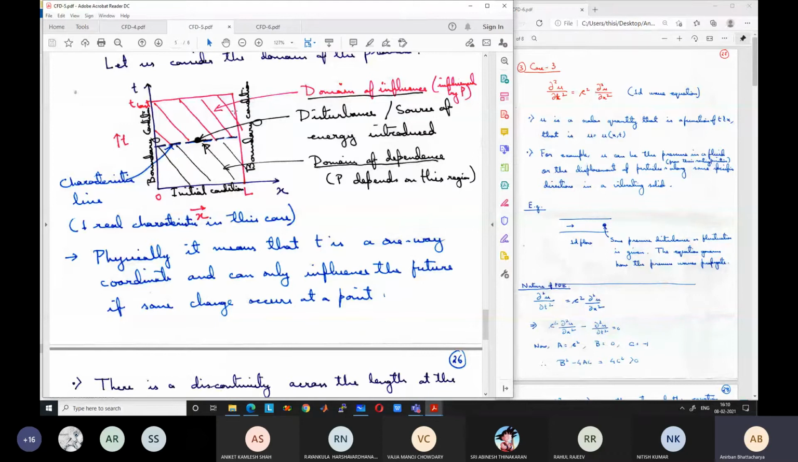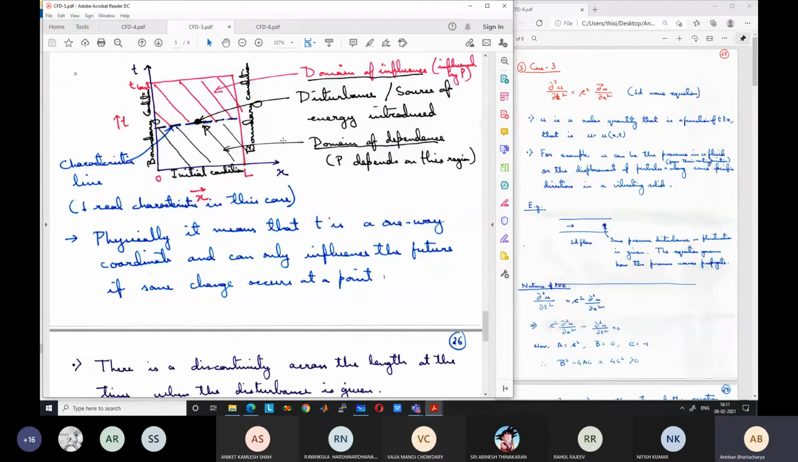Up to this point, we had discussed in the previous class. Again, any questions regarding the characteristic or the nature of the parabolic problem, anything that is not clear to you, feel free to ask, because these are very important to know. You should be very clear about what is the domain of influence, what is the domain of dependence, things like that.